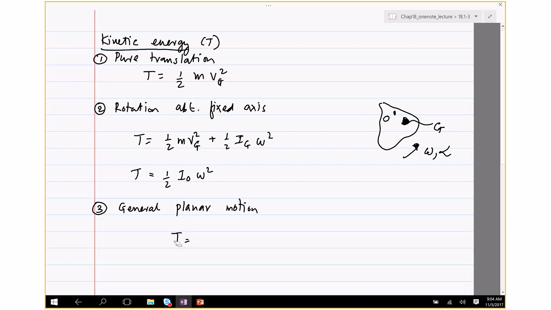So if it's general planar motion, for example a disk rolling or a disk slipping, then the total energy is half m vG squared plus half IG omega squared. And it's important to note that you cannot write this as half IO omega squared, because there is no axis about which the rigid body is rotating. So do not do this. It's a very common mistake. Don't write it this way.